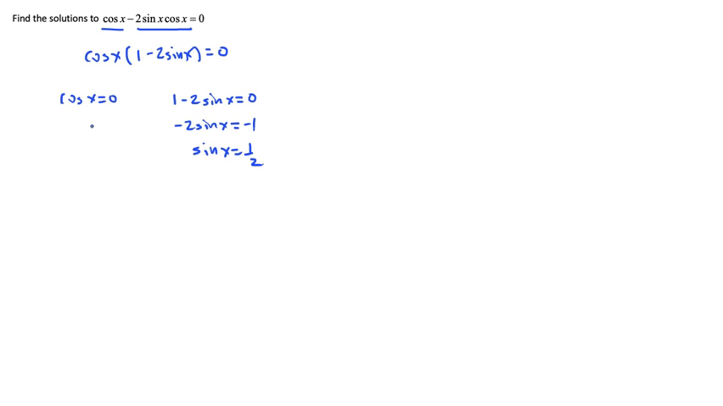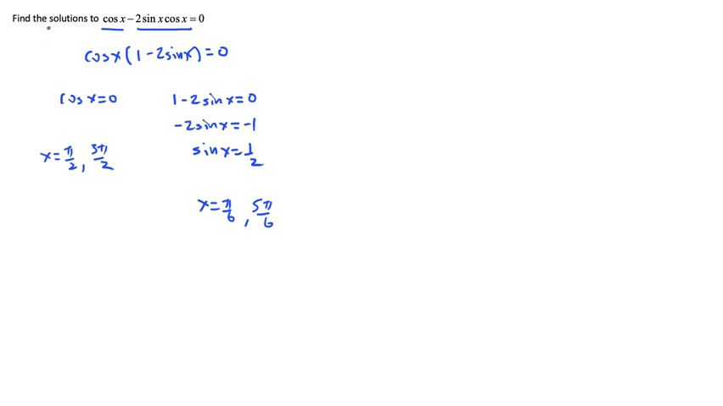Okay, well, hey, wait a minute. I know where cosine is equal to 0. Right? That's going to be at pi over 2 and at 3 pi over 2. And, oh, wait a minute. Yeah, I also know where sine is equal to 1/2. Right? Sine is equal to 1/2 at pi over 6 and at 5 pi over 6. So in this case, okay, we have these 4 solutions.